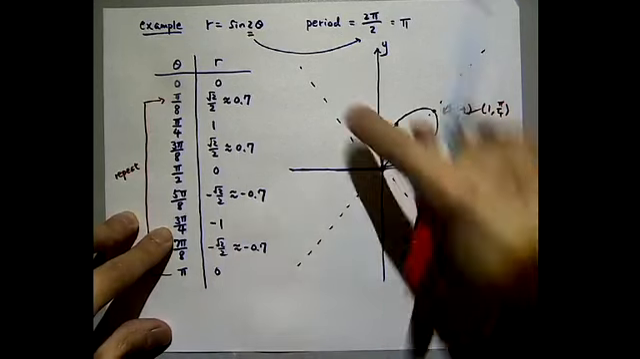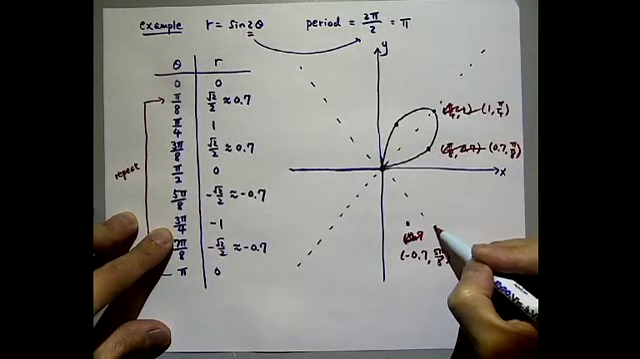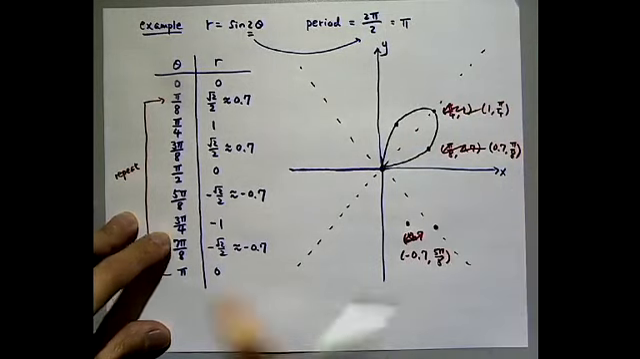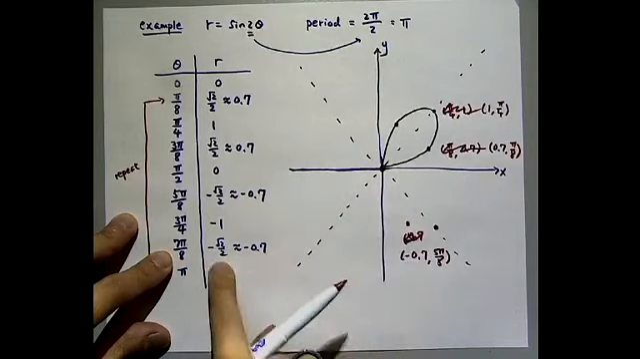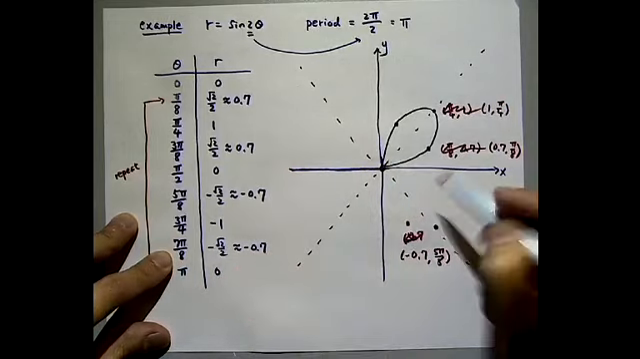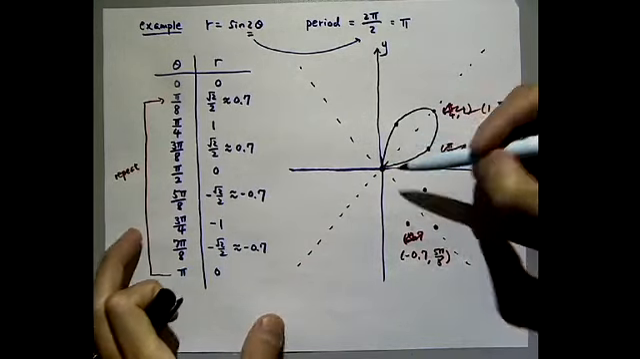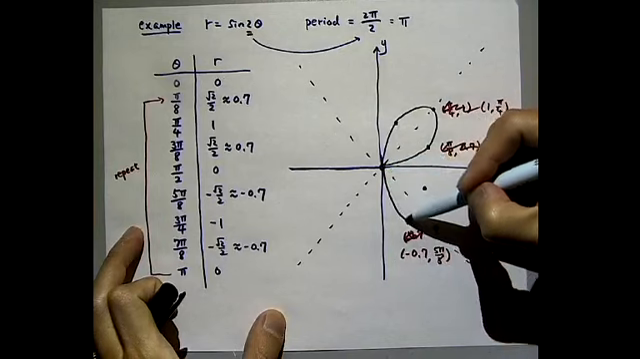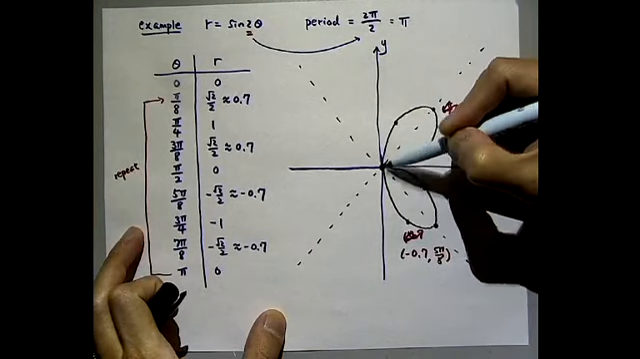3 pi over 4, right here. Negative r again, so puts me right here. 7 pi over 8, right here. Gives me a negative r, so over here again. So we get this kind of shape. Right?